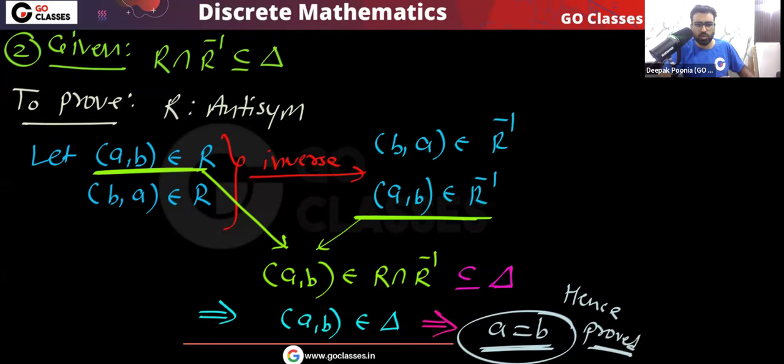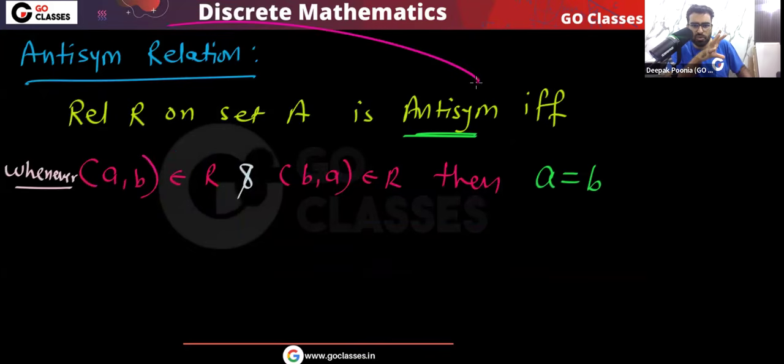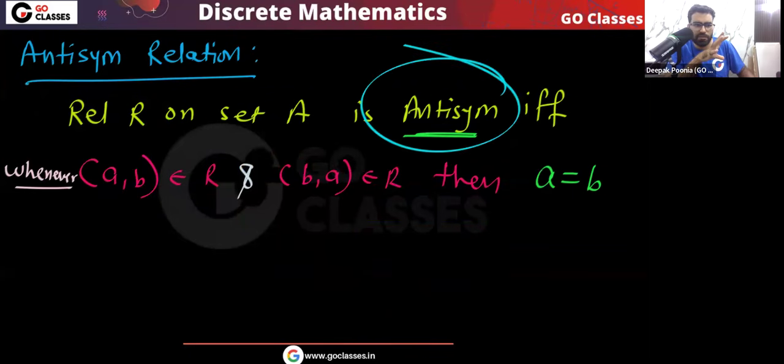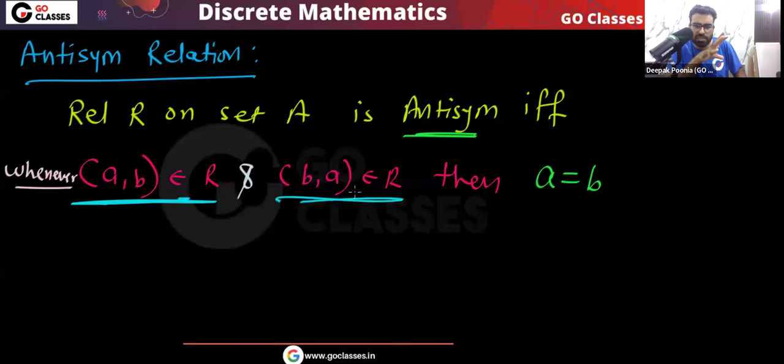I hope you loved this cute proof. It is really a cute proof, because in this particular proof we are just using the definition of an antisymmetric relation. The definition is very simple. A relation on a set is antisymmetric if and only if, when (a, b) belongs to R and (b, a) belongs to R, then a equals b.